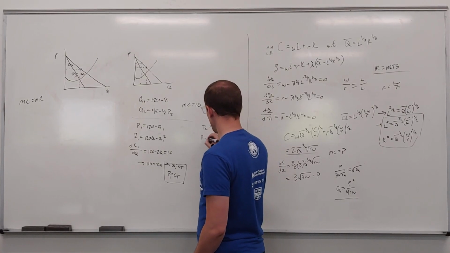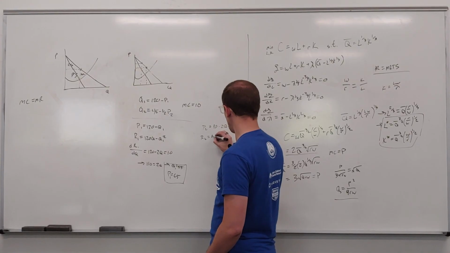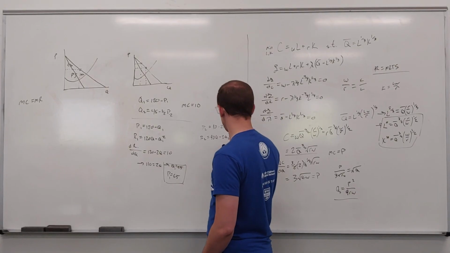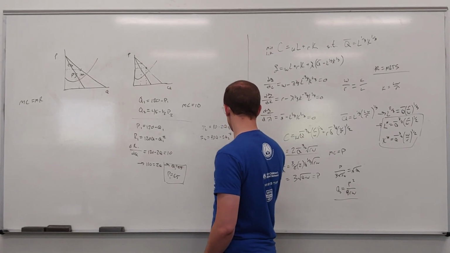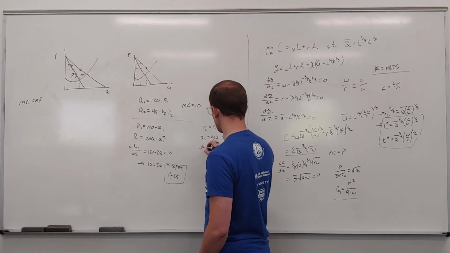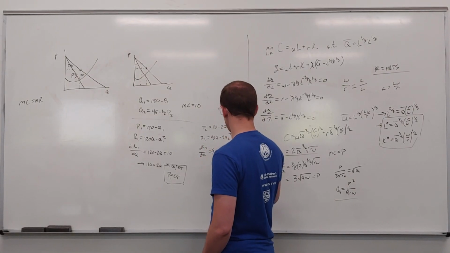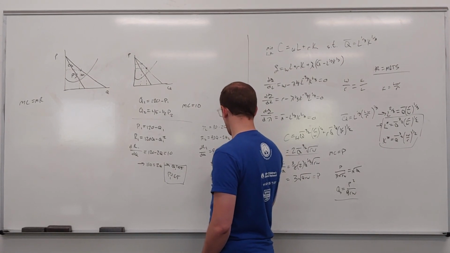All right, so our revenue for the second segment is going to be 90Q2 minus 2Q2 squared. Then, oh sorry, I have to take my marginal revenue. So my marginal revenue is going to equal 90 minus 4Q2. And therefore, if that equals 10, which is my marginal cost, then I have 80 equals 4Q2, and Q2 equals 20.